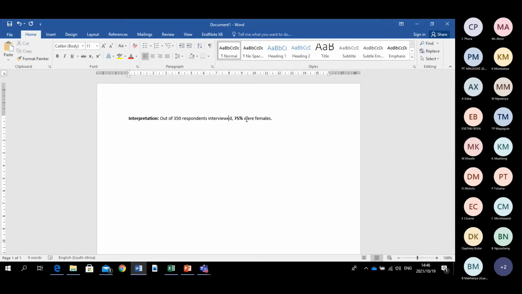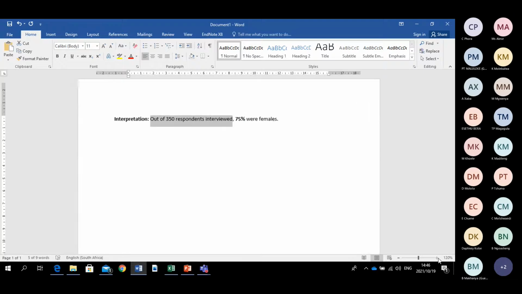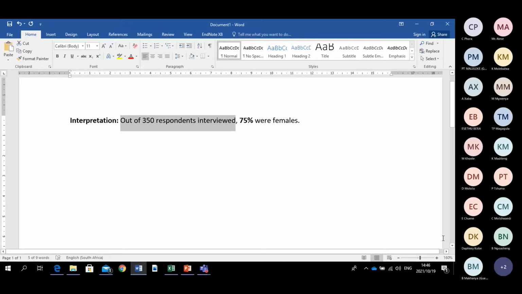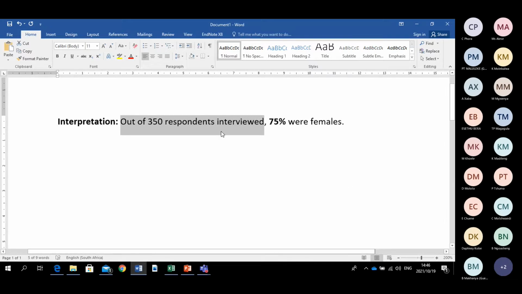However, if our sentence did not have that 75% and was just saying 350 respondents were interviewed, we cannot interpret that as information because we don't know the details of those respondents. What was their age? What was their income group? And in those interviews, what did they say? So you might have a sentence with numbers, but it does not mean that a sentence with numbers is always information. Percentages, on the other hand, show information because it's already been summarized.